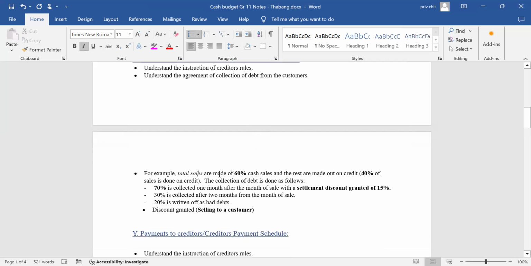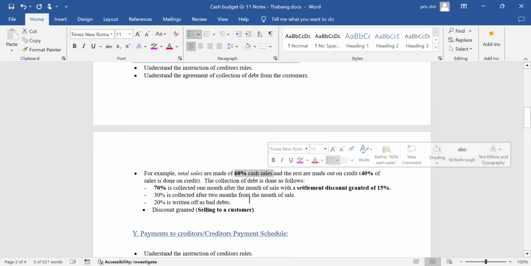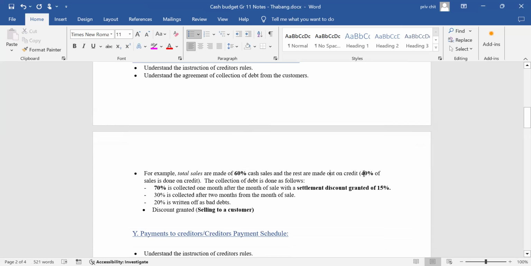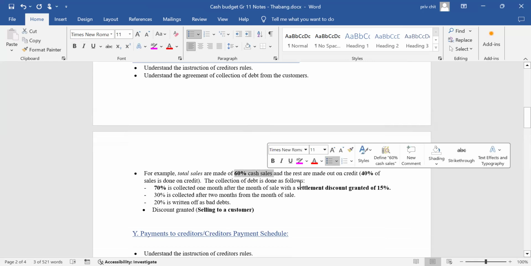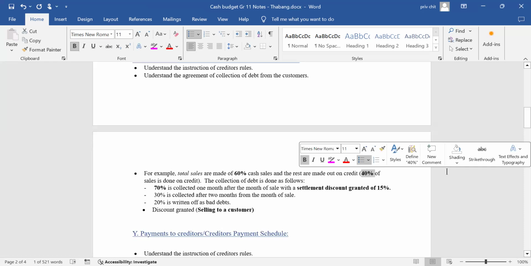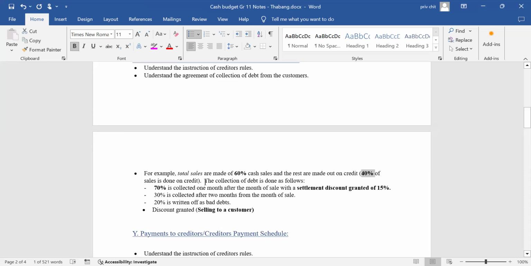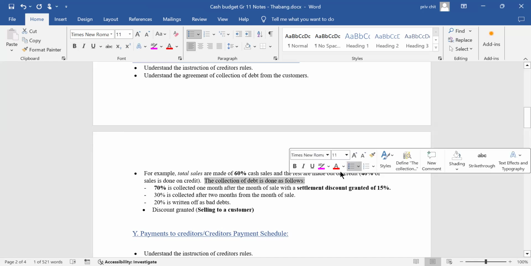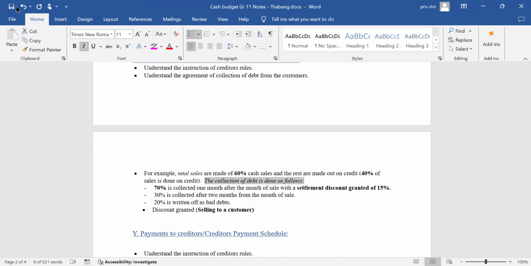For example, they can tell you something like total sales are made up of 60% cash sales, and the rest are made on credit. Sometimes they will not tell you that the rest is 40%, they'll just simply say of the total sales, 60% is cash sales. So what does that tell you about credit sales then? What is the percentage? Obviously, it will be 40%. Does it make sense? Yes. Right. So now they give you instructions on how that 40% will be collected from the debtors.